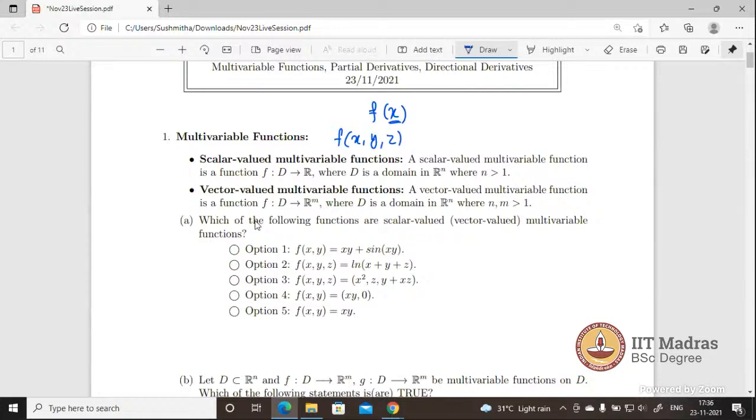So if I have f of x comma y or f of x comma y comma z, it means that the function depends on the variables x, y, z. Or if I have f of x comma y, then it means that the function depends on two variables x and y. So in this case, the function is said to be multivariable, because it is depending on multiple variables, not just one variable. Then the multivariable function is divided into two categories: scalar valued and vector valued.